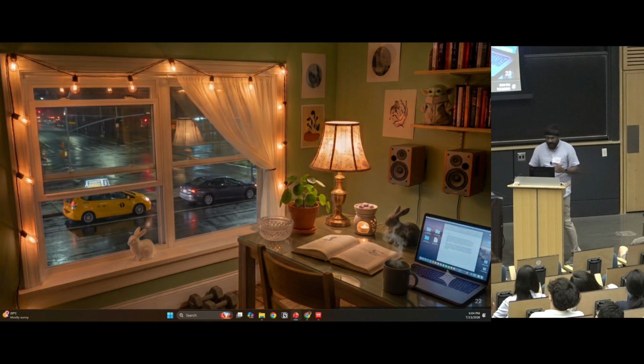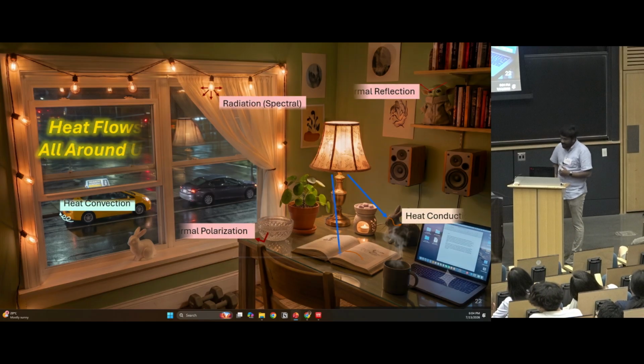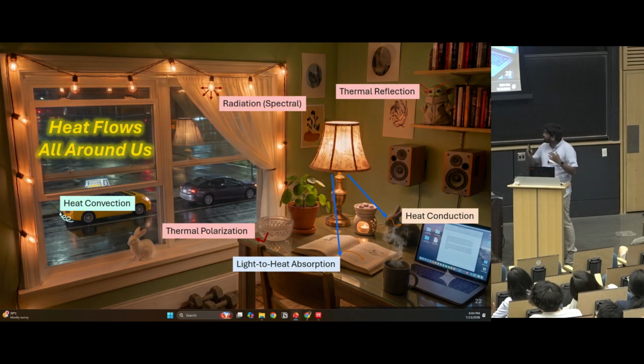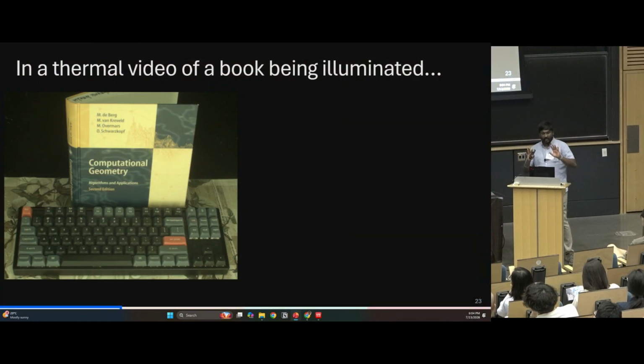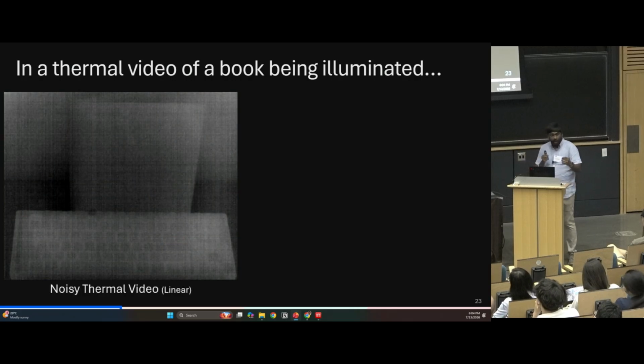So coming back to our study room, we saw the bunny. But there are many more types of heat that flow around us, from absorption to conduction, convection, and the different dimensions of radiation. Let's walk through some of these examples. In this case, we have a book and a keyboard that are front illuminated by a white LED panel. The surfaces absorb light based on its color and geometry and warm up.